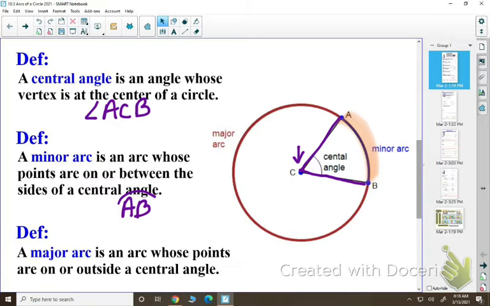A major arc is an arc whose points are on or outside the central angle, and usually we name them with 3 points. So this would be my major arc out here, like it says, and then let's put a point out here, we'll call it D. The way I would name my major arc would be arc ADB. You still have A as the beginning, B as the end, and then you have some point along the way. So again, a minor arc is basically inside the central angle. A major arc would be outside. And on a side note, the major and the minor arc together make a full circle of 360 degrees.